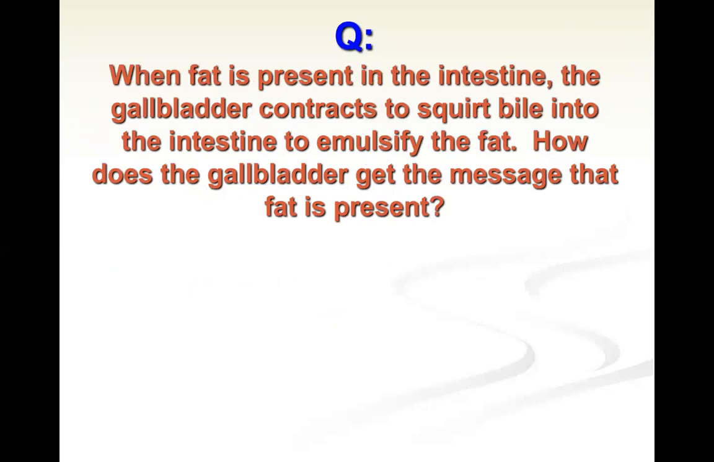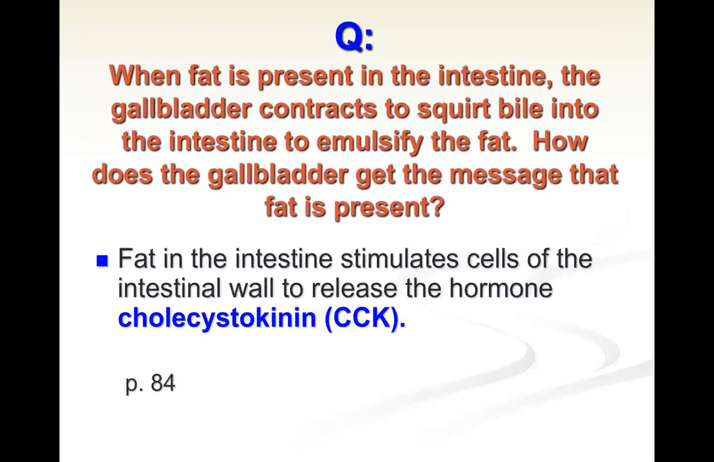When fat is present in the intestine, the gallbladder contracts to squirt bile into the intestine to emulsify the fat. How does the gallbladder get the message that the fat is present? Fat in the intestine stimulates the intestinal cells to release something called CCK, or cholecystokinin, and CCK causes the bile to be released from the gallbladder.